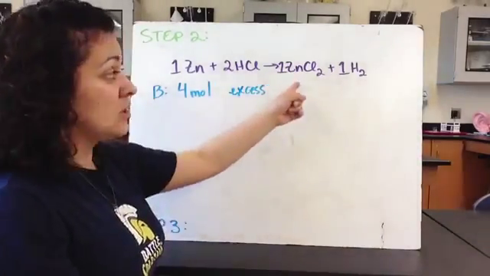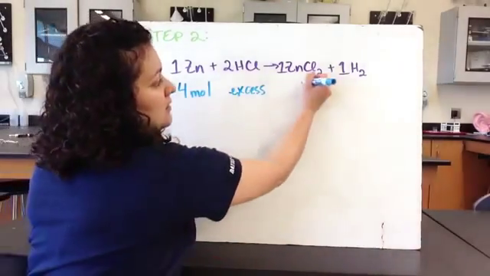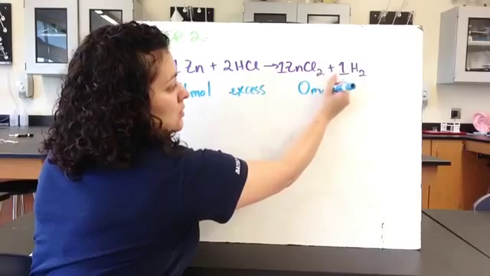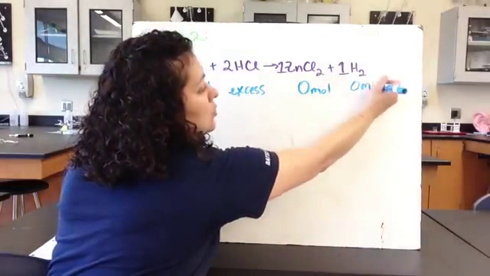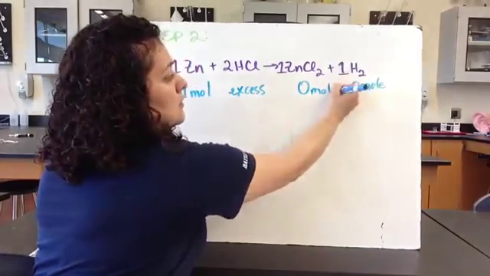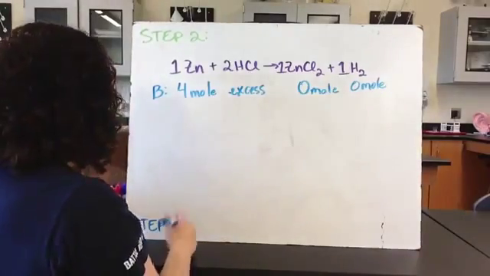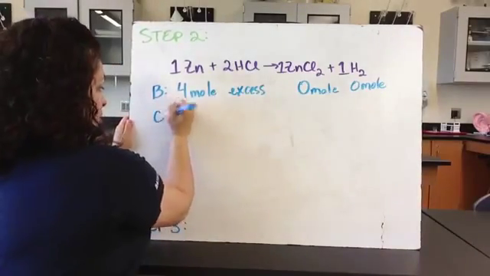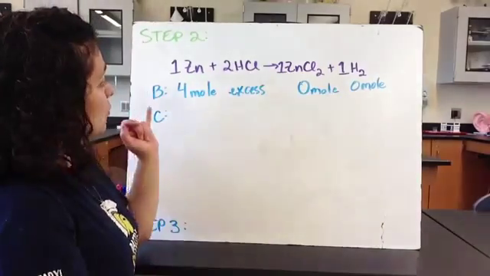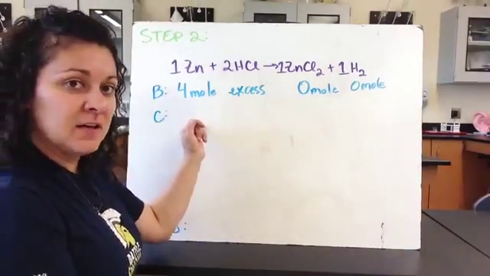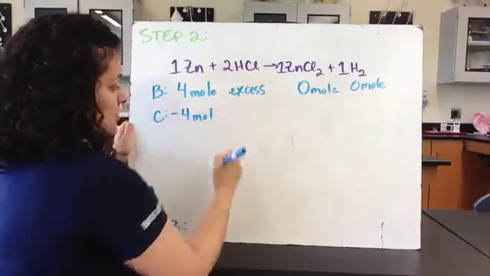How much zinc chloride do we start with? We know it's a product, so we have none. We start with 0 moles of zinc chloride and 0 moles of hydrogen gas. All right, so then we have our change. How does this change? So, we know that we use all of our zinc. So we are going to subtract 4 moles.